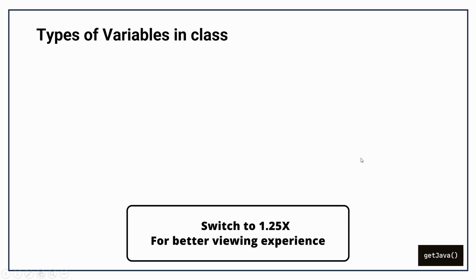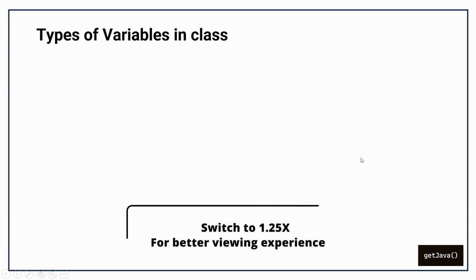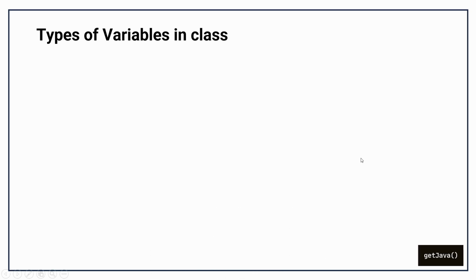In today's video, we will see what are variables inside classes. We already know what is a variable. Variable is a name given to data types which we are using to store information. What is a data type? Data type is used to store data or information.